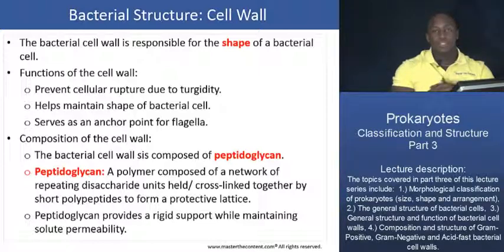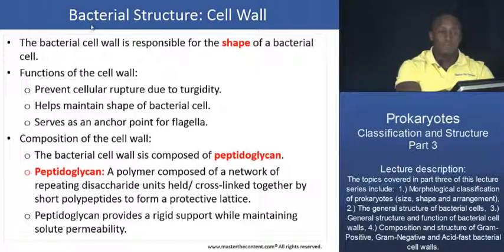And it also ensures that if it's in very hypertonic solutions, a very hypertonic environment, that it doesn't actually shrink and die for that reason as well. So that's the major function of the bacterial cell wall, to prevent rupture because of turgidity. It also helps maintain the shape, like I said.